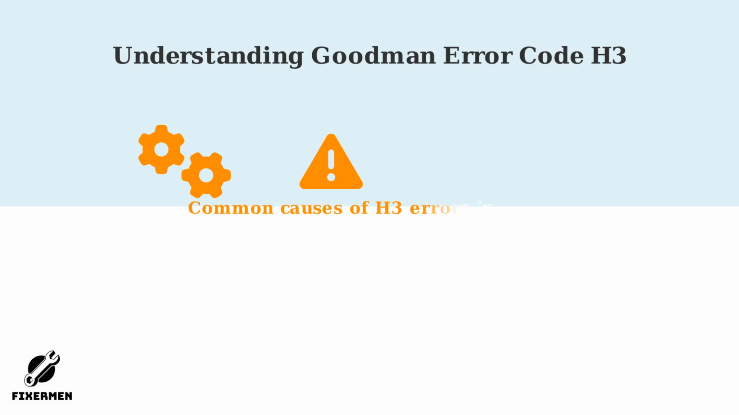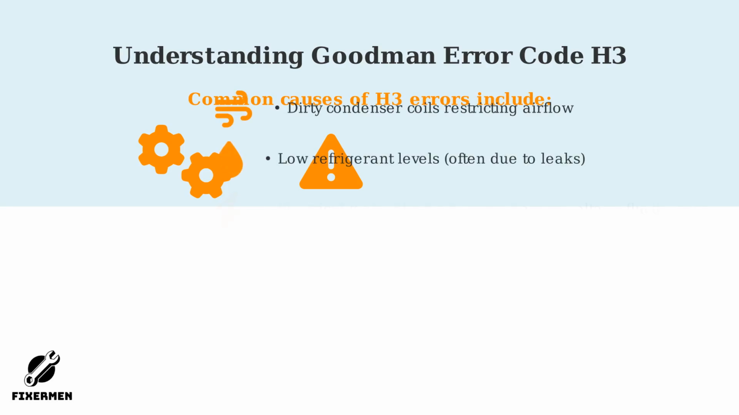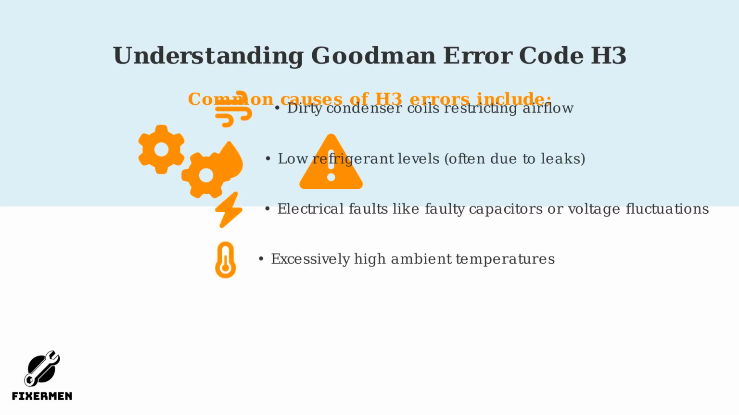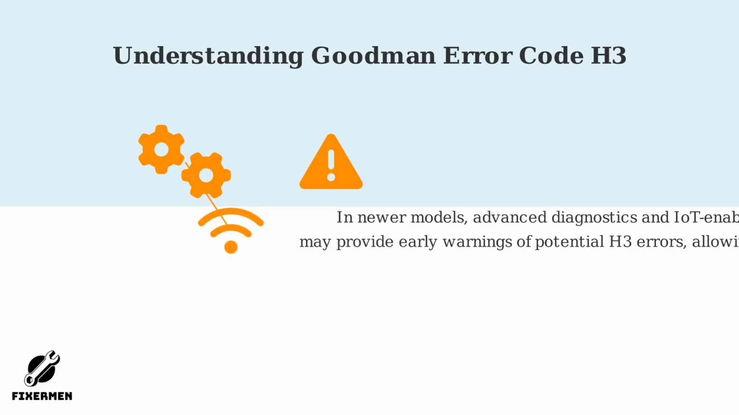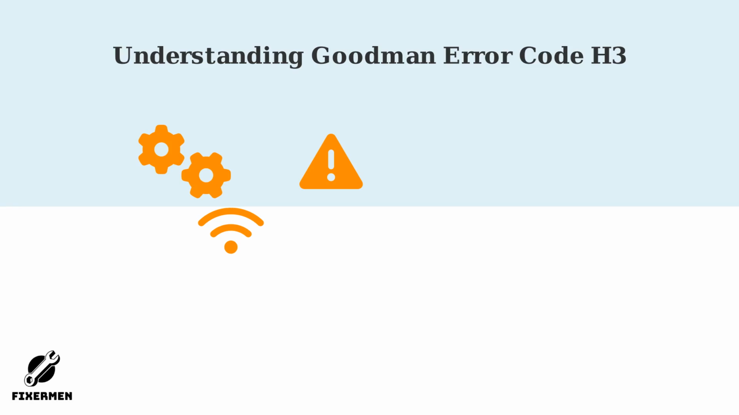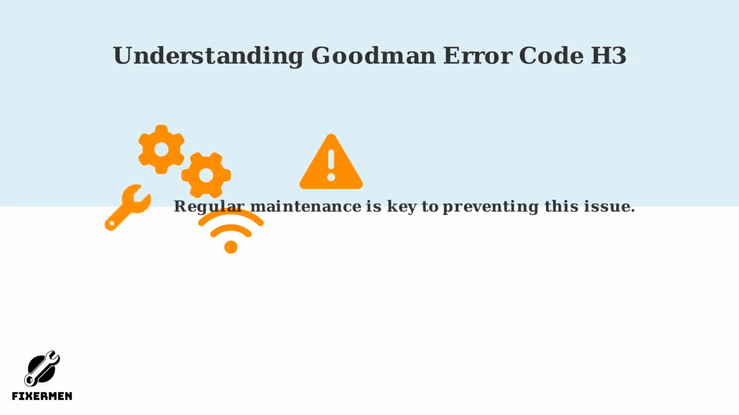burnout. Common causes of H3 errors include dirty condenser coils restricting airflow, low refrigerant levels often due to leaks, electrical faults like faulty capacitors or voltage fluctuations, and excessively high ambient temperatures. In newer models, advanced diagnostics and IoT-enabled control boards may provide early warnings of potential H3 errors, allowing for preemptive fixes. Regular maintenance is key to preventing this issue.